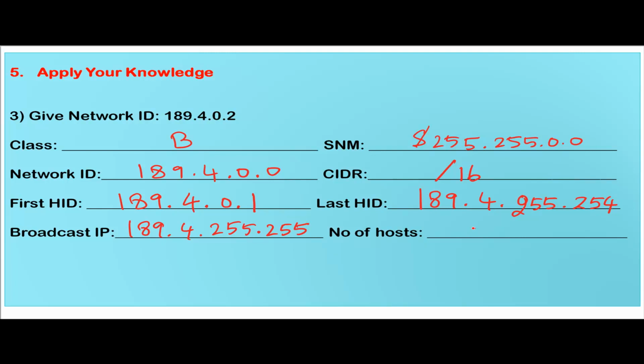So the number of hosts is 2 to the power of 16, since there are 16 bits available in the host part, minus 2. This is equal to 65,534. So 65,534 computers you can connect in one network in class B. This is how we can solve this problem. Now I'm going for the last example.